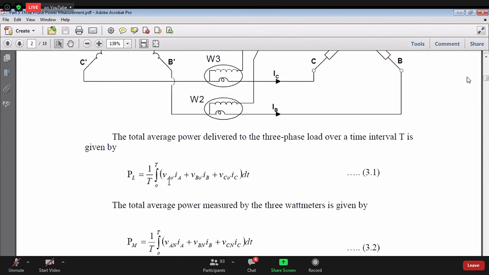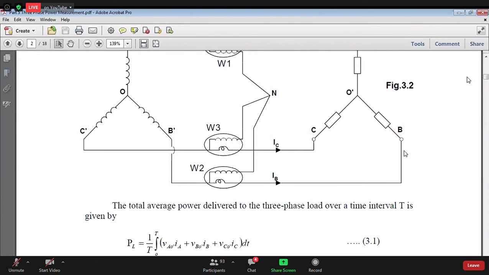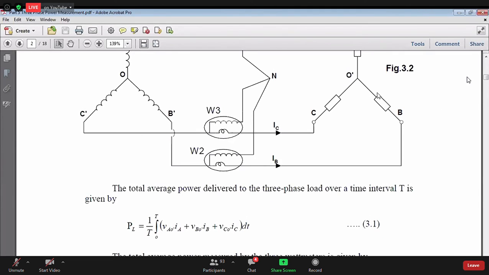Similarly for B phase, VBO prime is the voltage. Here I am calculating the load power. Please remember, this is load power. So VBO prime, similarly VCO prime, the product for the three phases, integrate over 0 to T, then divide by the time period T, and you get the power. This is called calculation from the first principle, which cannot go wrong. This is always correct in any circuit. It doesn't matter which circuit it is.